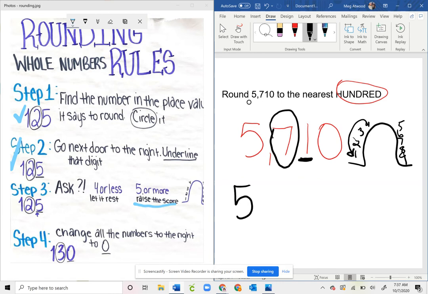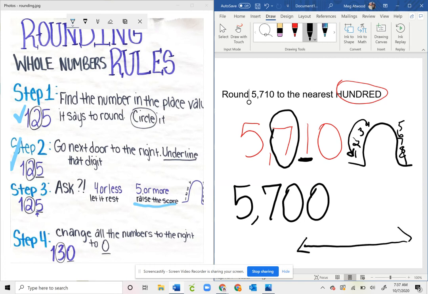So my 5,000 stays the same because it's before, right? Everything before stays the same. My 7's going to stay the same because my 1 was 4 or less. Now all the numbers to the right of my 7 are going to change to a 0. So my new rounded answer is 5,700.